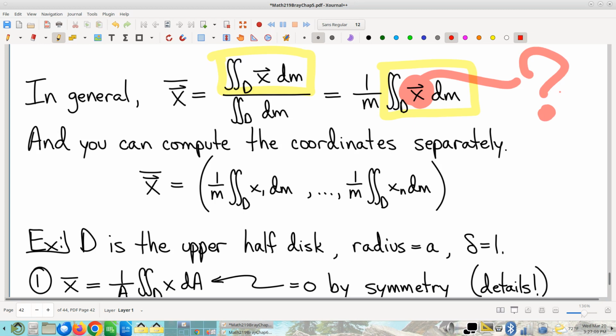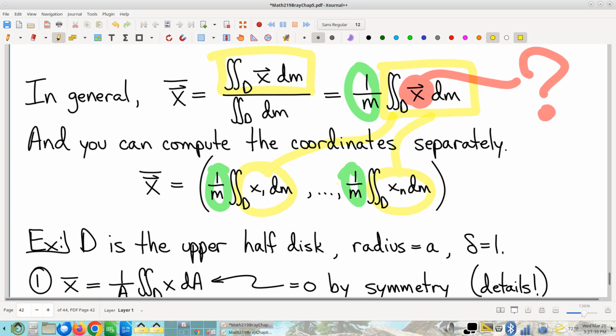That's a little scary looking. And here's the good news. It's exactly what you would hope it would be. A vector just has coordinates, and you just do the integral one coordinate at a time. It's nice and convenient. And so in particular, with this 1 over m distributed, this integral just has coordinates like that. You just integrate the coordinates one at a time.